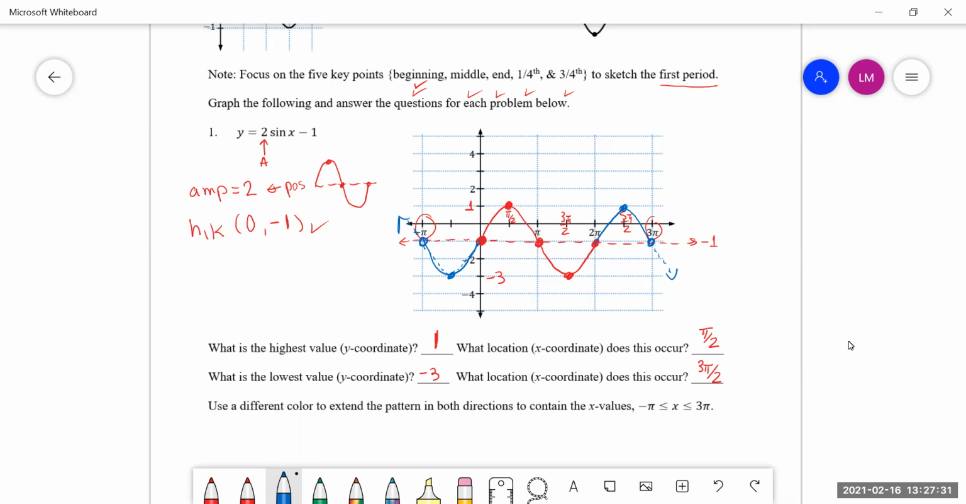Okay, so there we go. The questions we were answering were only based on one period of the function. It started at 0 and ended at 2 pi. So 2 pi was the period of my function, and I answered those questions based on one period of the function. Okay, let's do one more.